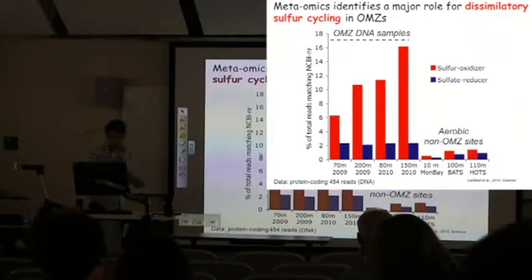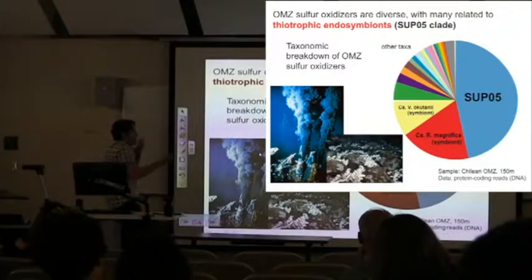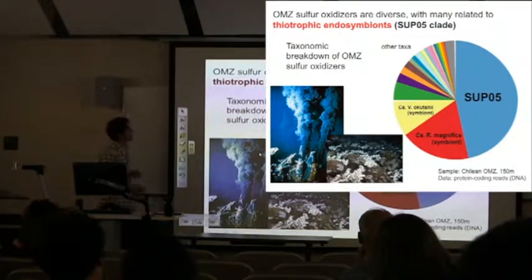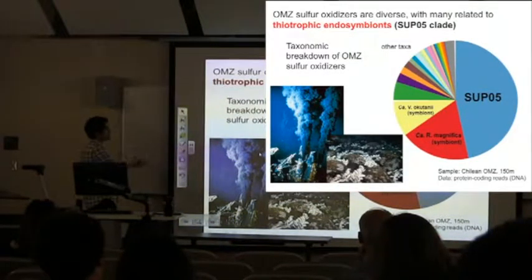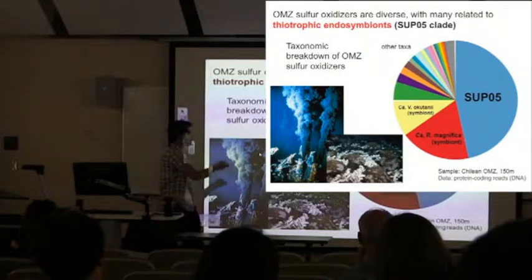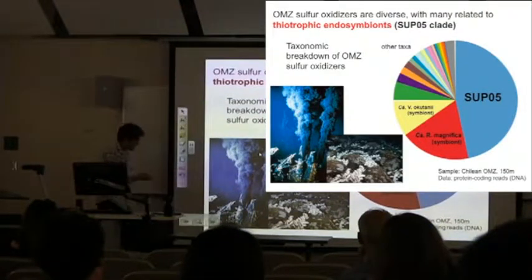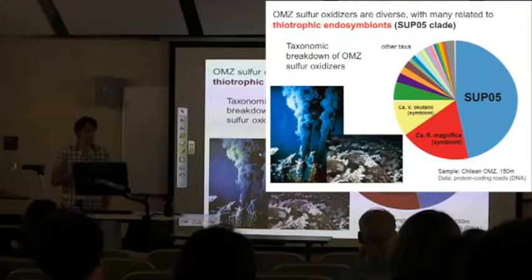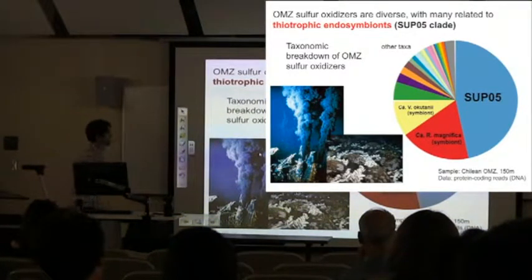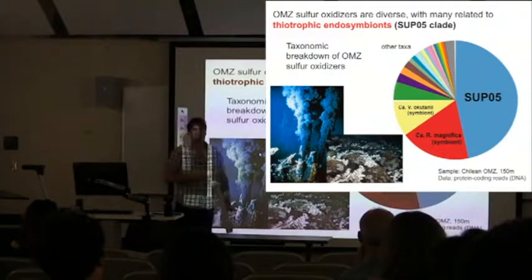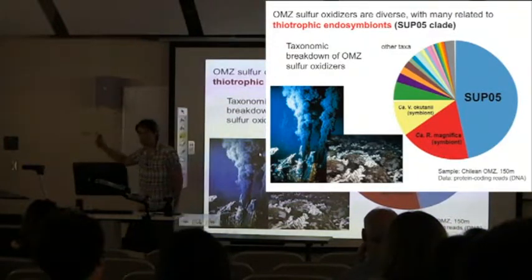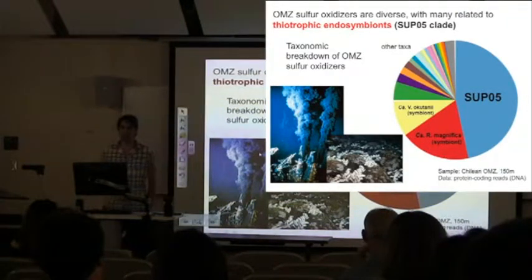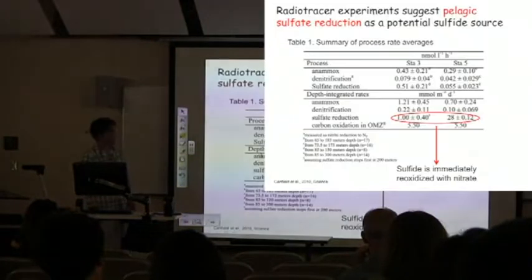And it begs the question, well, if there's this genomic evidence of bacteria, especially sulfur oxidizers, many of which are related to this clade SUP05, which has been shown to be related to chemosynthetic sulfur oxidizing symbionts from deep sea plants. It begs the question, how are these organisms participating in elemental cycling in the system? Where are they getting the sulfide that drives this process?